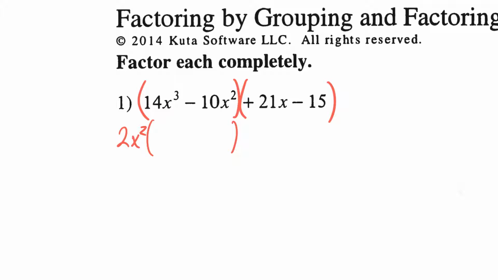When I say pull, I mean like divide. If I divide a 2x squared out of 14x cubed, what's going to be left? 7x. And if I divide a 2x squared out of negative 10x squared, what's going to be left? It's going to be a negative 5.